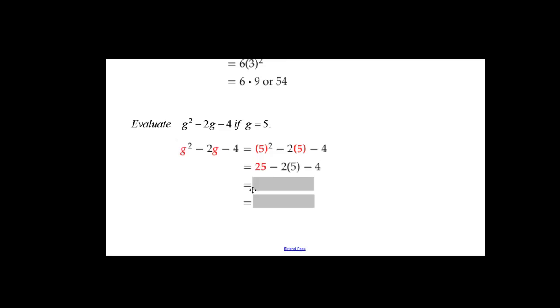Now we just have one multiplication that needs to get done before we do our subtractions. So we have 25 minus 10 minus 4, and now it's just straight subtraction, and we always work from left to right. So we have 25 minus 10, which is 15, and take that minus 4, which is 11.